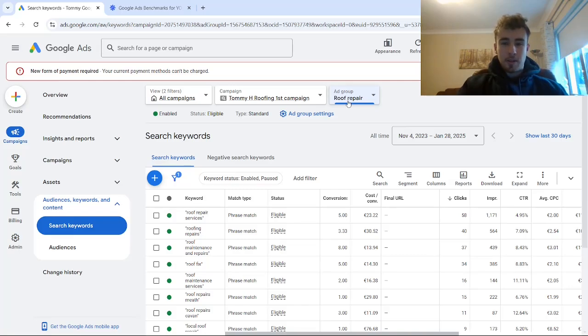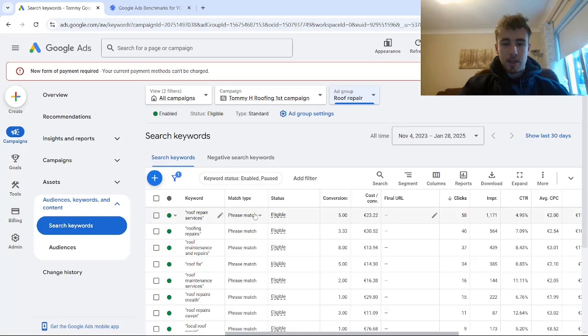So we want to make sure that we have all of our keywords split up into ad groups where all of the keywords in each ad group are highly aligned. That way we're going to be able to write ad copy that's highly in alignment with those keywords. You can see here, for example, with the roof repair ad group, that all of the keywords are highly related to roof repair, and that way all of the ads are going to be specific to roof repair. So if somebody searches for roof repair, they're going to get an ad that mentions roof repair, and they're more likely to convert because of the relevancy.